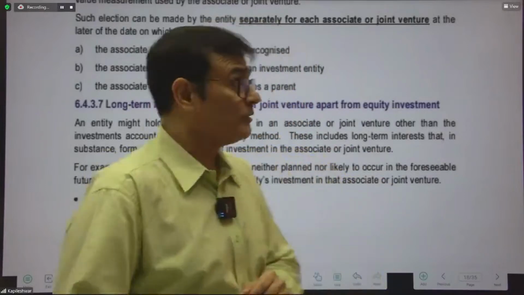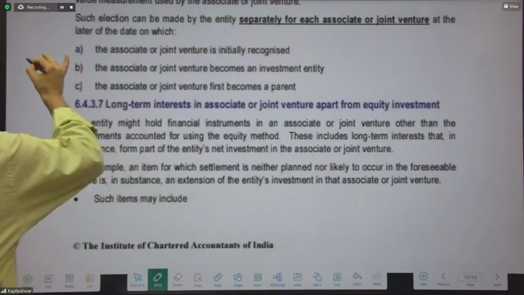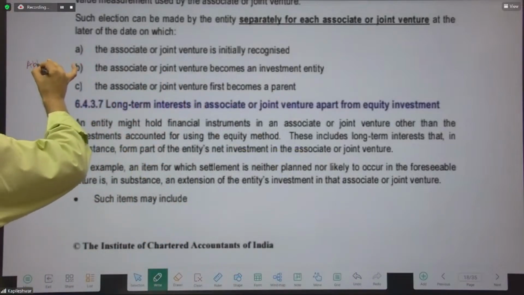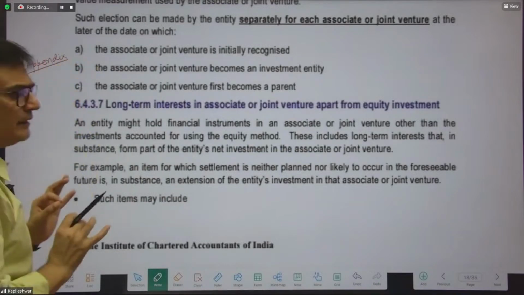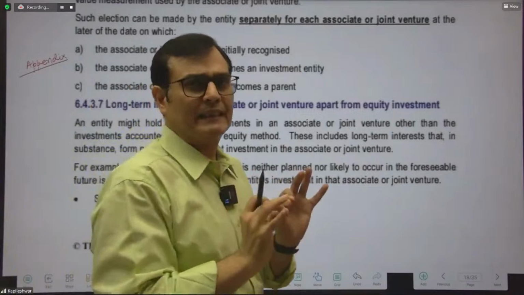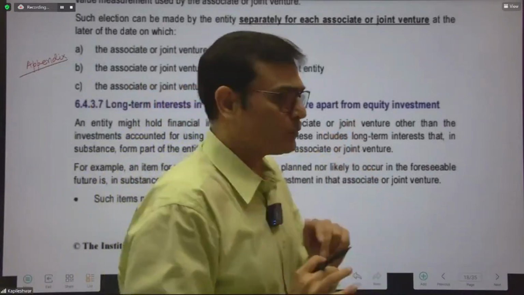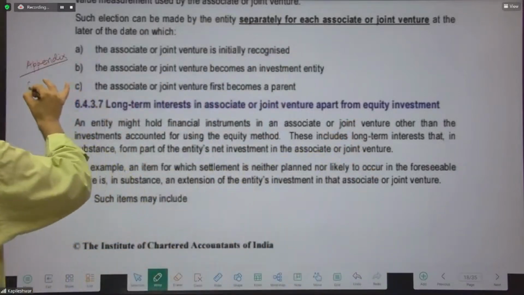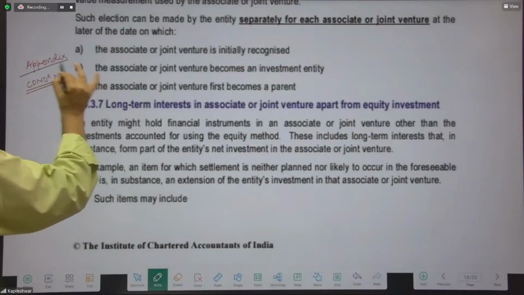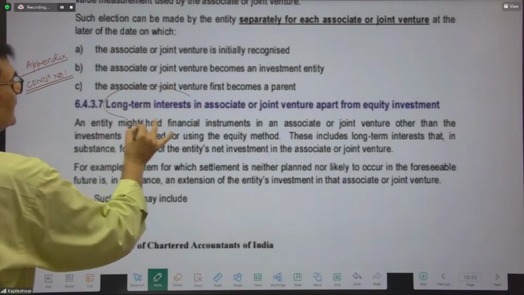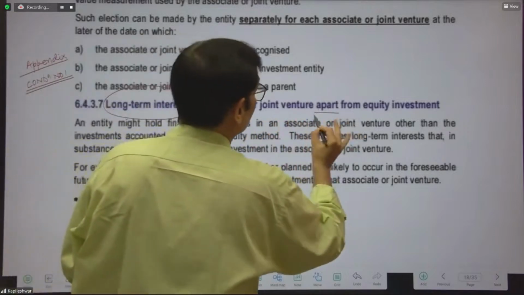So remember one important thing, that for the appendix of Ind AS 28 to get triggered, there are two conditions which you need to meet. Condition number one is that you've got long-term interest apart from equity investment.